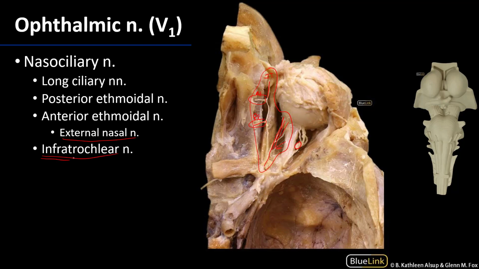And then finally, the infratrochlear. Infra is below, so this nerve is exiting below the trochlea, and it is going to be afferent from the conjunctiva, specifically afferent from the inferior palpebra and portions of the lateral nose as well. So nasociliary really rounds out our discussion of V1.